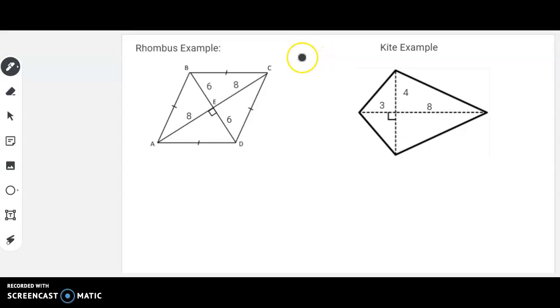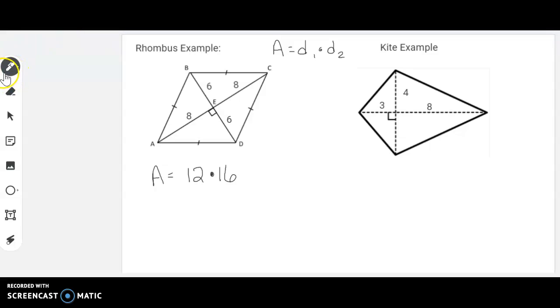Okay, rhombus and kite. The area of both is the same. It's going to be diagonal 1 times diagonal 2. Okay, so we know our properties of rhombi because we know that the diagonals intersect. They bisect each other, so they split each other in half, and they form that 90-degree angle. So here for our area, we have the diagonal. I have 6 over here and 6 over here, so that's going to make a diagonal of 12. And then I have 8 and 8, so that makes the whole diagonal 16.